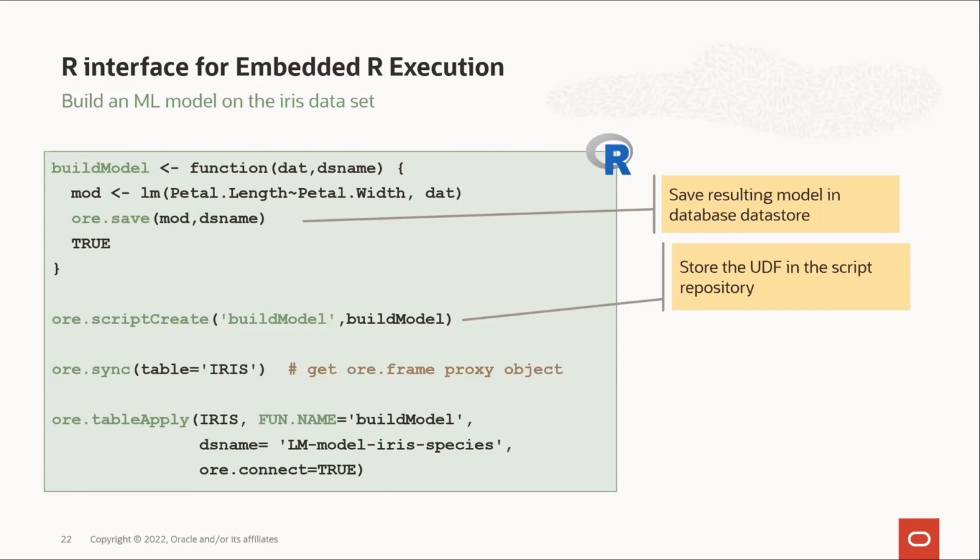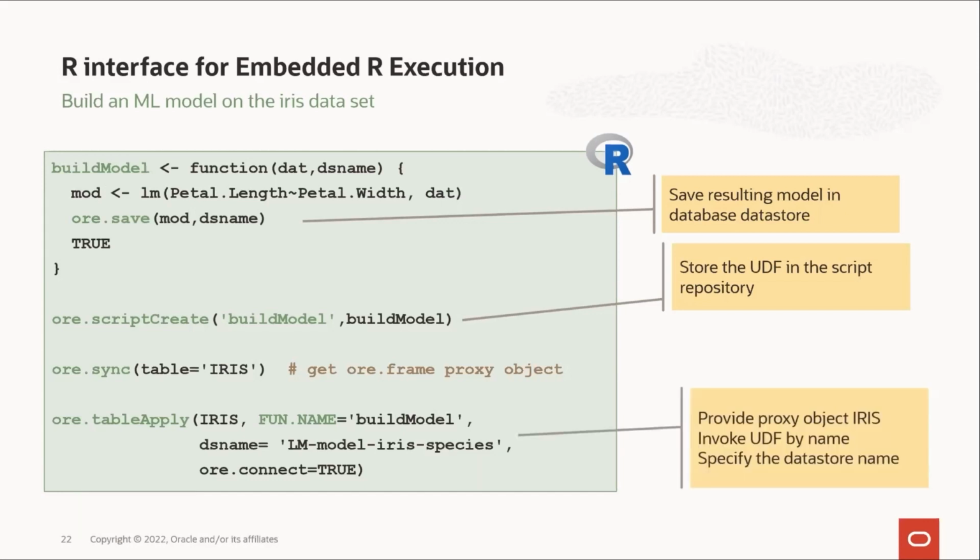Then we invoke table apply. We provide the proxy object iris, the name of the function in the script repository, the name of the data store under which we'd like to store this model, and to automatically connect to the database from the spawned R engine to access the data store. The database environment spawns an R engine and loads the user-defined function and the iris data. When finished, we have our model saved in the database and the R engine is released.